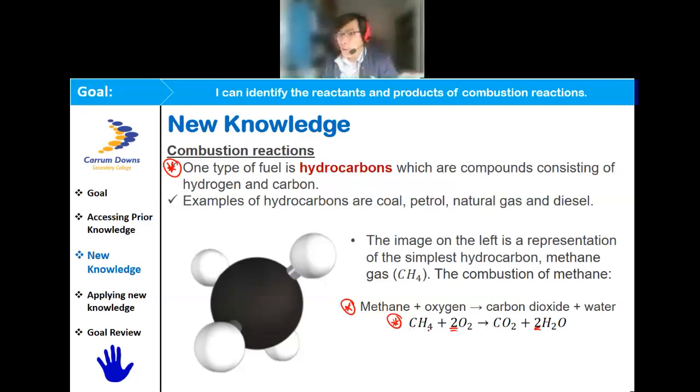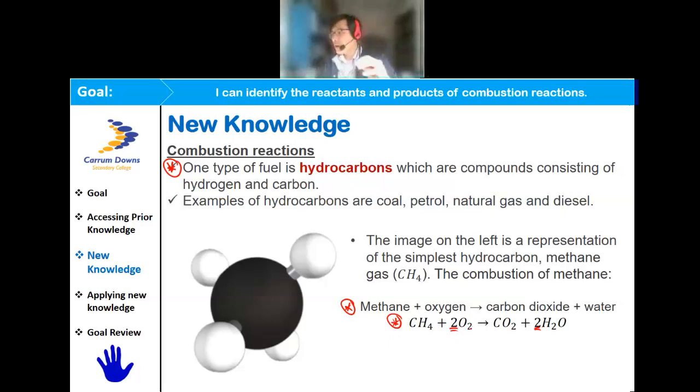I've got 4 hydrogen on the left hand side, and here I've got 2 groups of 2 hydrogen, right? So each H2O has got 2 hydrogen. If I've got 2 of them, that means I've got 2 groups of 2 hydrogen. So in total, that's 4 hydrogen. So 4 and 4, that's balanced.